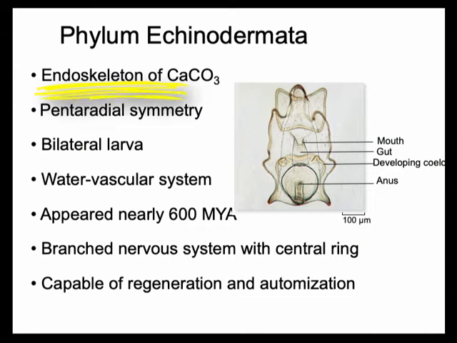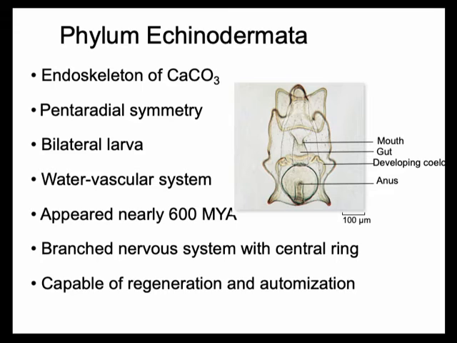Echinoderms have an endoskeleton made of calcium carbonate. As adults they show pentaradial symmetry, that means there are 5 different angles in which they can be divided into equal halves. Even though as adults they have radial symmetry, their larvae have bilateral symmetry and they descend from ancestors with bilateral symmetry. They have a water vascular system for movement.